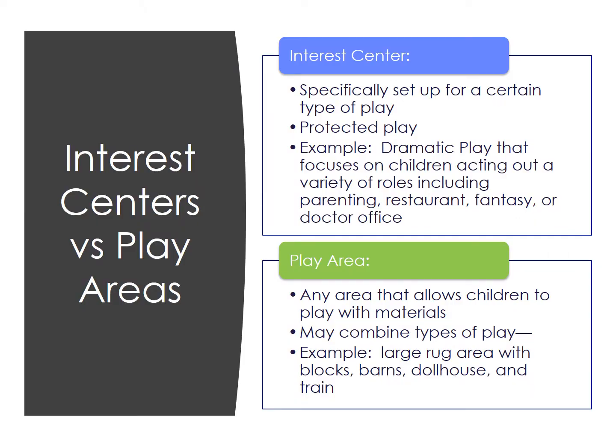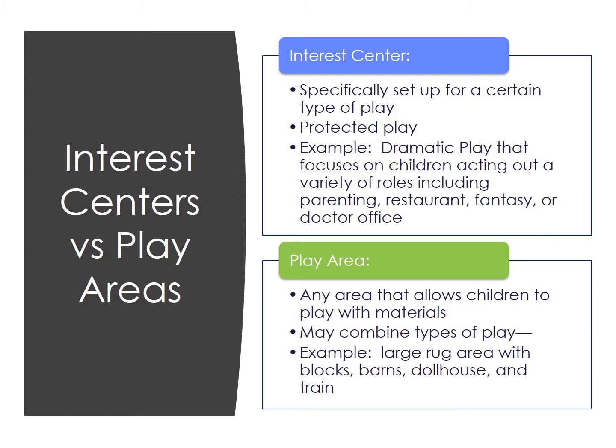ECERS-3 guidelines distinguish between a play area and an interest center in this way. A play area is a space where play materials are provided for children to use, while an interest center is a clearly defined play area for a particular kind of play. A space set up on a large rug with shelves that hold musical instruments, blocks, puzzles, and a train set with train tracks is considered a play area, as several types of play can take place: music with the instruments, building with the blocks, fine motor with the puzzles, and dramatic play with the train tracks.